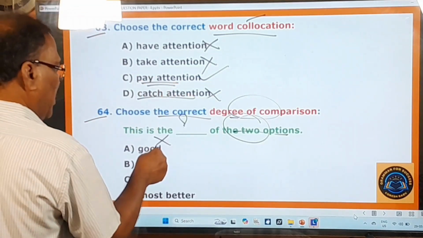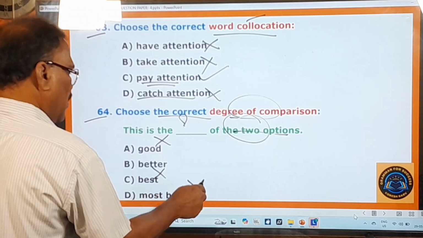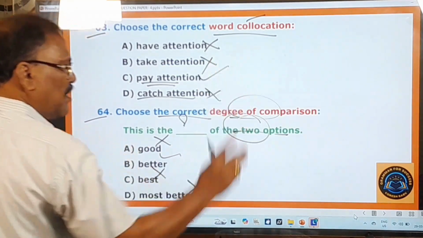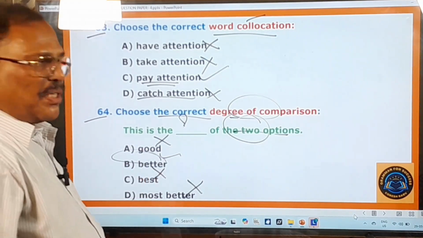Good is a positive degree adjective, no. Best is a superlative adjective, no. Most better, this is utterly wrong, and better. So this is the better of the two options. So this is very important. Now you move on to other questions.